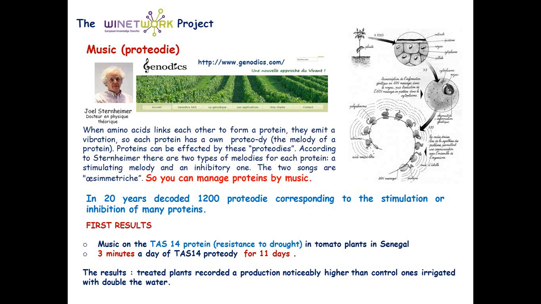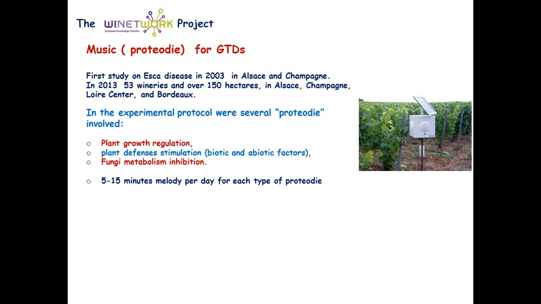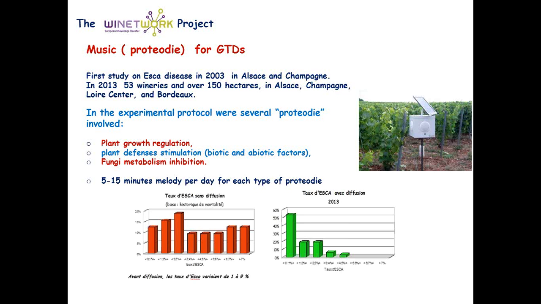The first results of this were obtained on tomato plants using a stimulating protein related to the resistance to drought, and according to the author, the results were incredible. It was also tested and used for the control of grapevine trunk disease. It was first used in 2003 in France, and in 2013 about 150 hectares were treated in this way, and several proteins were used, both related to the plant and to the pathogen. According to the author, this use in the field showed great results in controlling the disease. Currently, it is also used against downy mildew and in the cellar, just to avoid stops of fermentation.